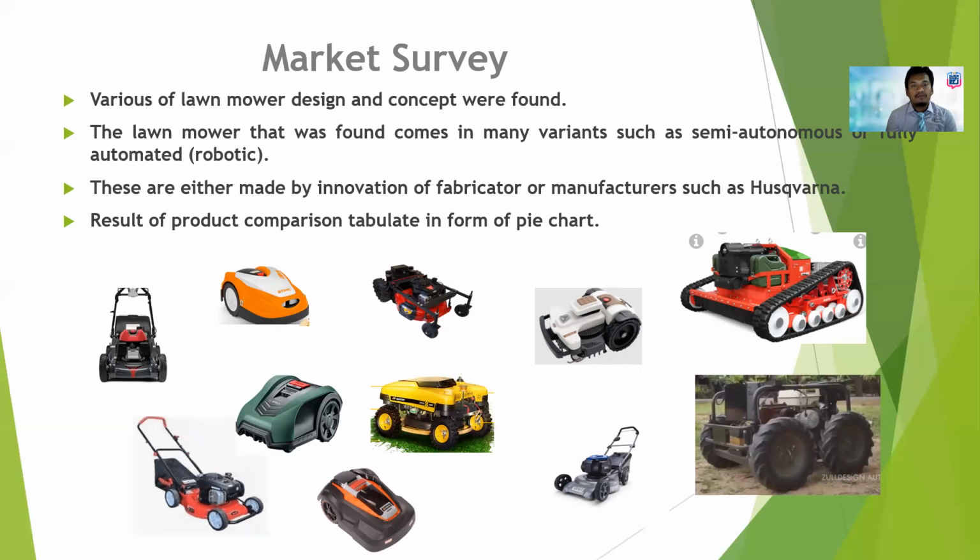Next, product benchmarking. We use a market survey. From this survey, we collect data on the various lawnmower designs and concepts. The lawnmowers we found come in many variants, such as semi-autonomous, autonomous, and manual control. These are either made by innovation and fabricated or manufactured, such as Bana. The result of the product comparison is broken down in the form of a pie chart.